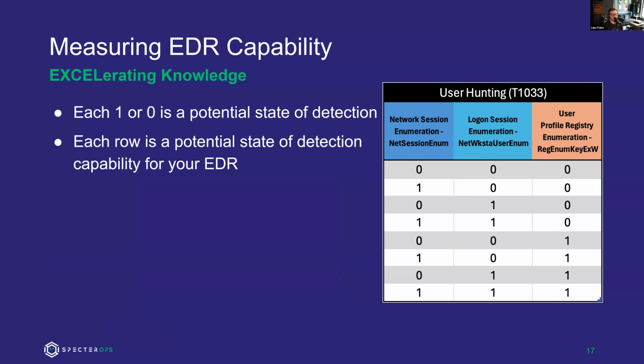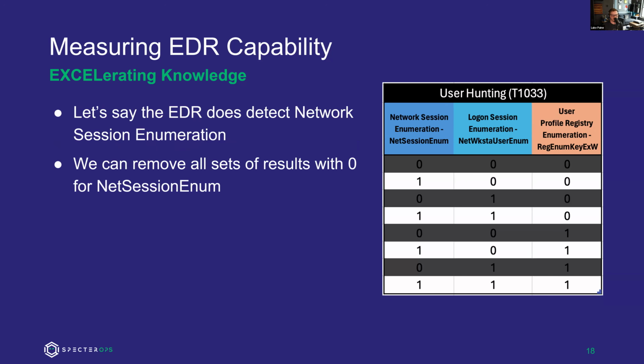And so what's the first thing that we're going to do? We're going to run some kind of test or tests to determine if there's a 0 or a 1. So we're going to assume that for network session enumeration, our EDR does detect it. So that's going to let us eliminate all of the rows with zeros in that first column. Give me the next slide. Boom. So now we've removed all of those. That is 50% off the bat, 50% of our potential states of our detective capability for user hunting have been taken off the board with a single test.